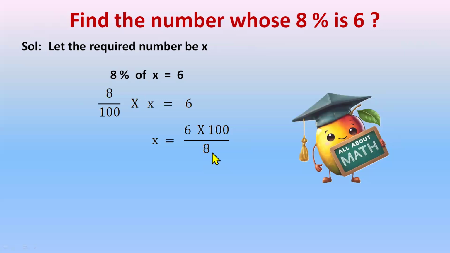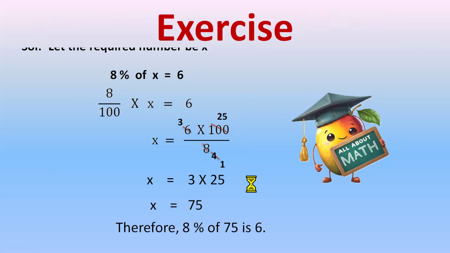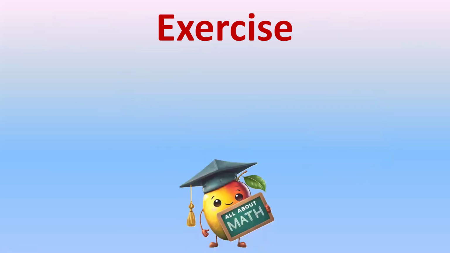Let's do the cutting of 6 and 8. 2 fours are 8 and 2 threes are 6. Now 4 and 100, the cutting is again possible. 4 ones are 4, 4 25s are 100. Now we are left with x equal to 3 multiply 25, so the value of x is 75. Therefore, 8% of 75 is 6. We have our answer. It's your time to do some workout exercise.